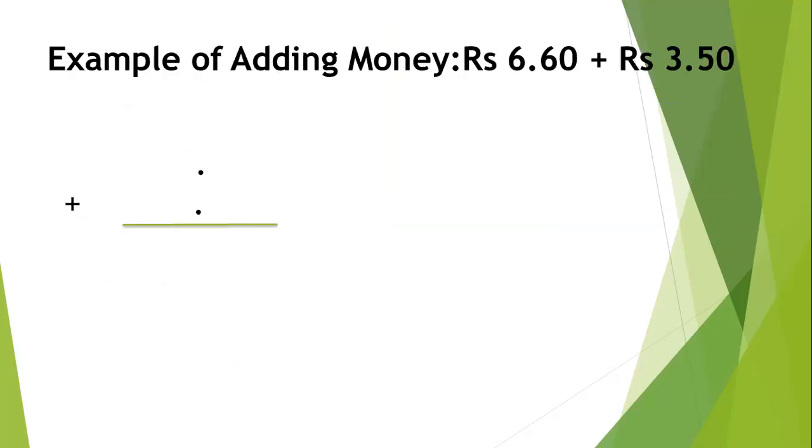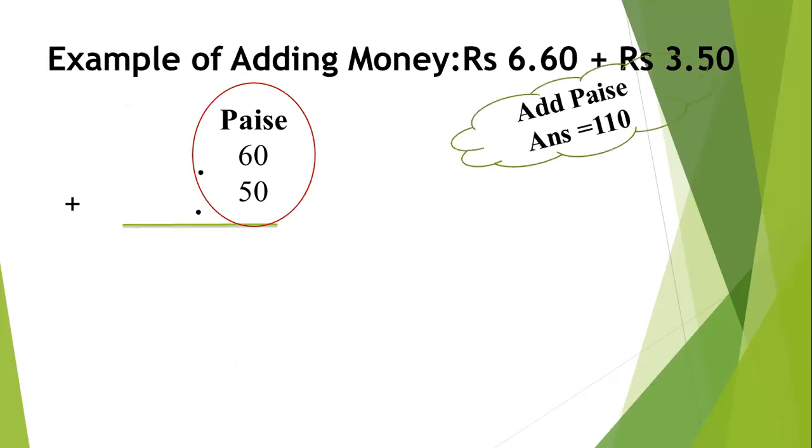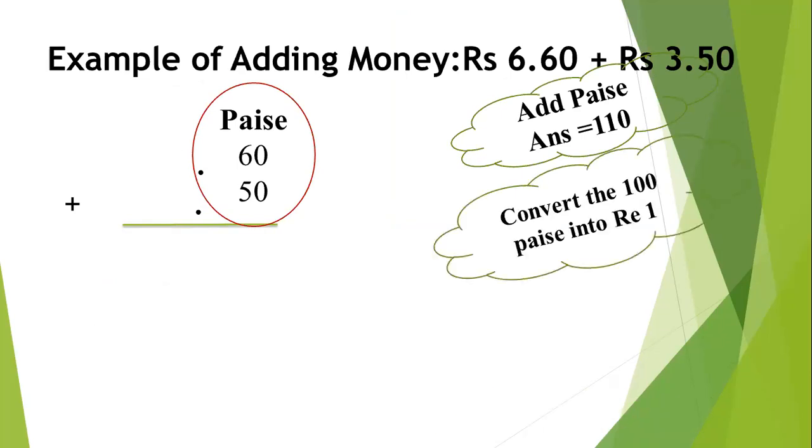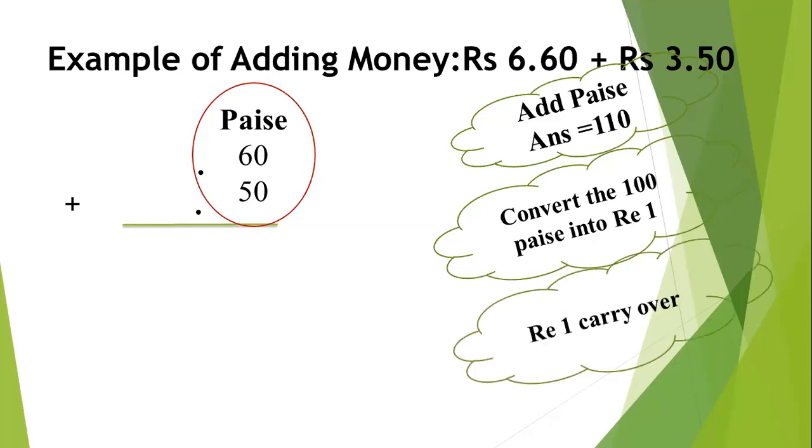Let's take an example of adding money. 6 rupees 60 paisa plus 3 rupees 50 paisa. We will add paisa first. 60 plus 50 is equal to 110 paisa. 110 is more than 100, so we will convert this 100 paisa into 1 rupee. This 1 rupee will be carried forward to the rupees side.